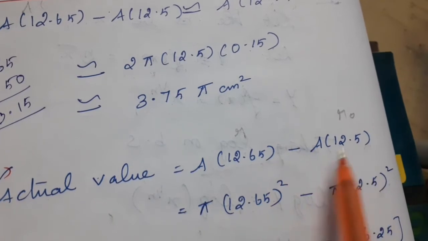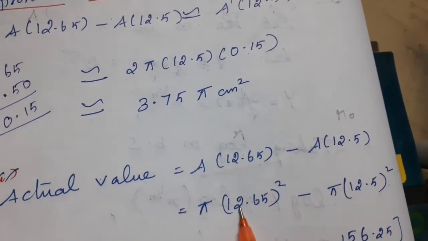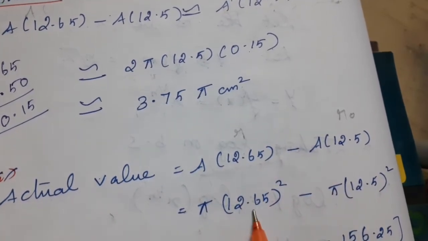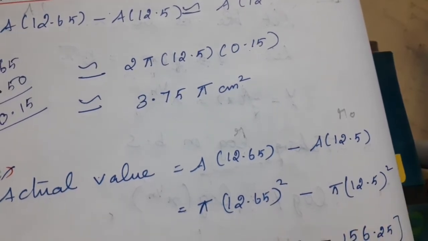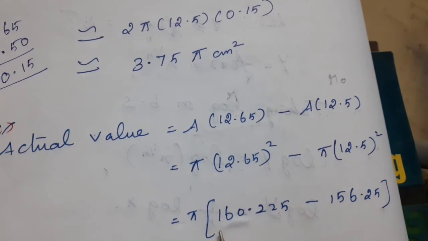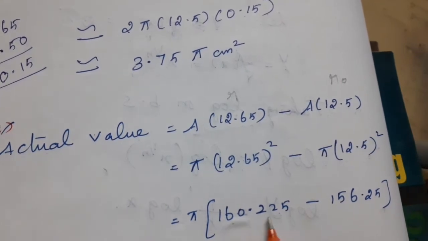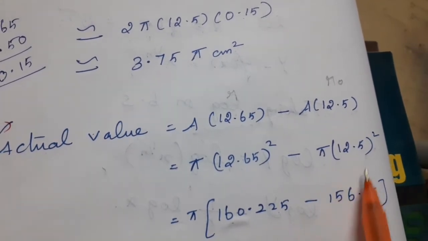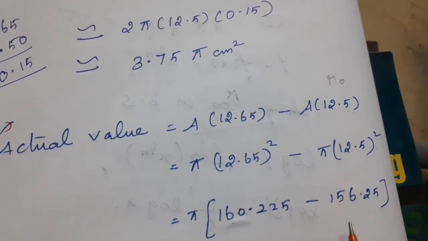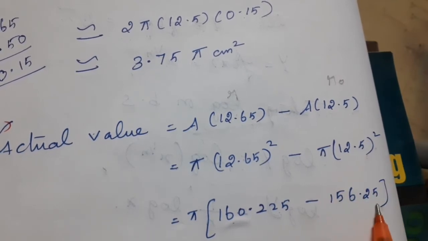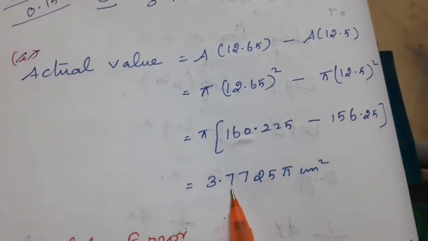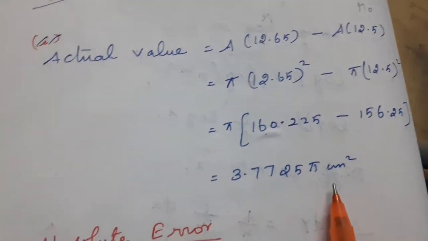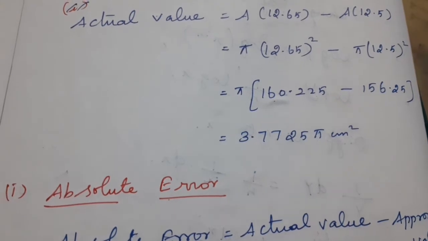The area of the circle is pi r square. Instead of r you substitute 12.65, the whole square, minus pi into 12.5, the whole square. 12.65 into 12.65 gives 160.225, and 12.5 into 12.5 is 156.25. After subtracting, the actual value we get is 3.7725 pi centimeter square.